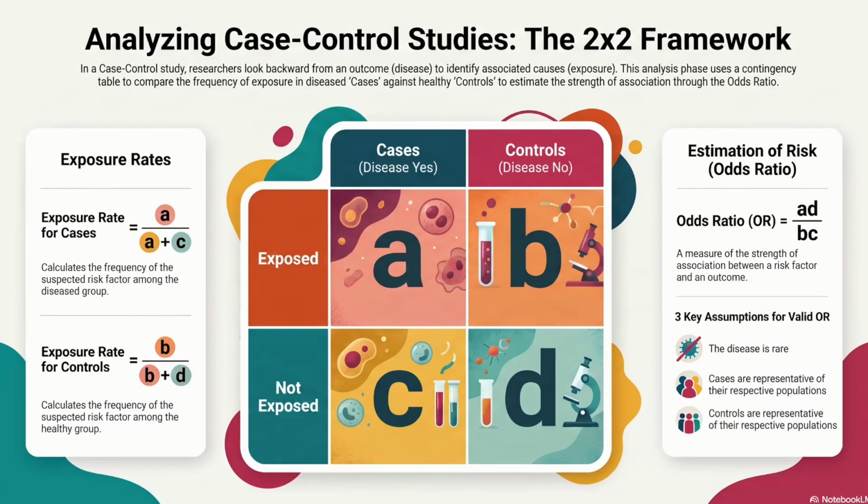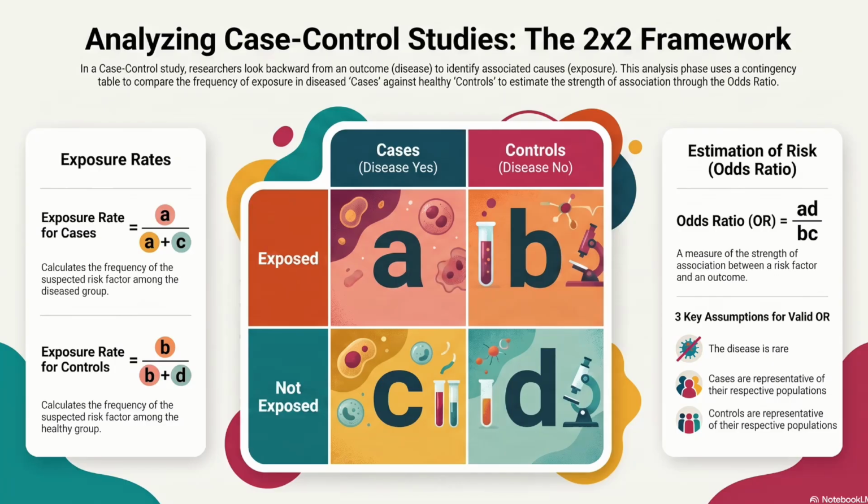Instead, we calculate the odds ratio or OR. The formula is very simple. Odds ratio equals A multiplied by D divided by B multiplied by C, or simply OR is equal to AD divided by BC. The odds ratio tells us how strongly an exposure is associated with a disease. If the odds ratio is 1, there is no association. If it is greater than 1, the exposure is associated with higher odds of disease and may be a risk factor. If it is less than 1, the exposure may actually be protective. For rare diseases, the odds ratio provides a very good estimate of the relative risk.